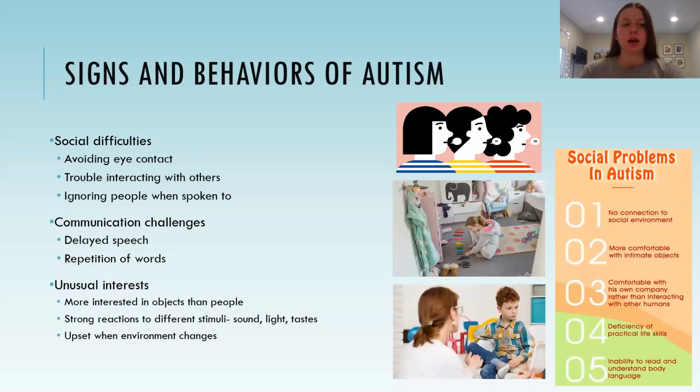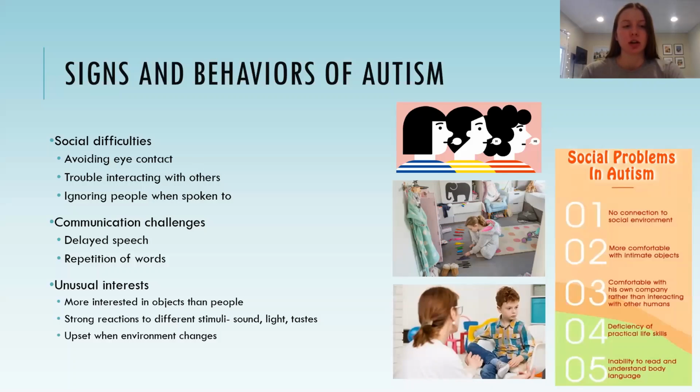The signs of autism typically show before the age of 3. The early behaviors include social difficulties, communication challenges, and unusual interests. Certain social difficulties that children with autism may experience are avoiding eye contact, trouble interacting with others, and ignoring people when they're spoken to. Infants can also show social difficulties by not smiling and disliking being comforted.